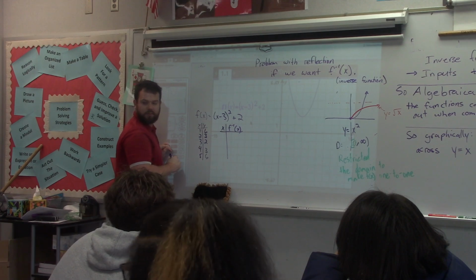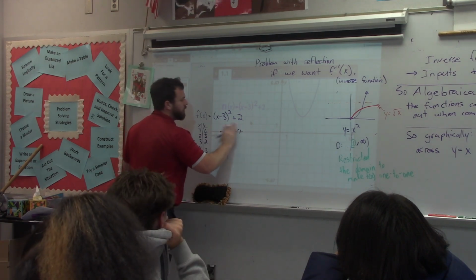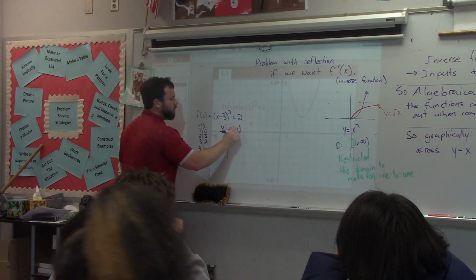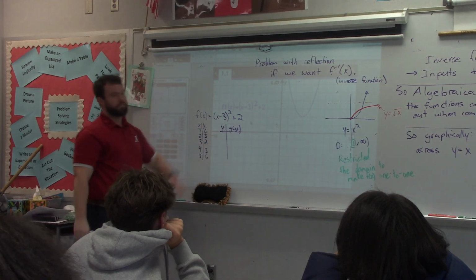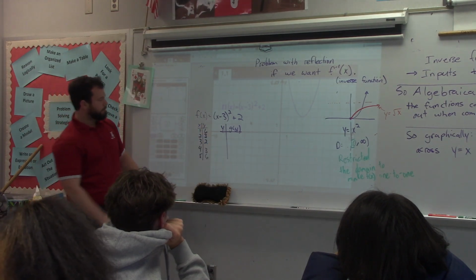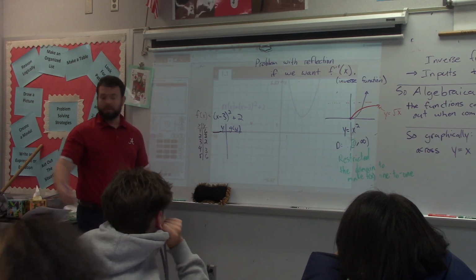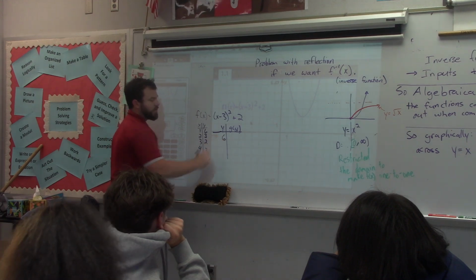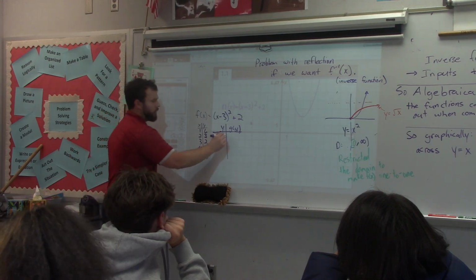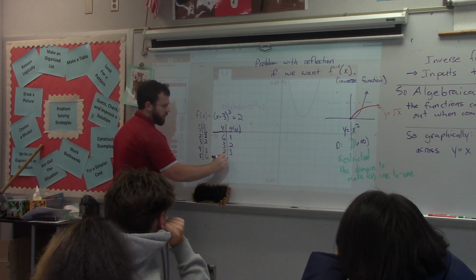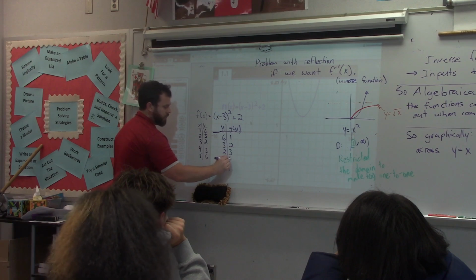Okay. So I could call it y and g of y, and let's do it that way. All right. So what's going to happen to each of these points in my table? They're going to flip. So what's 6 going to map to? 1. What's 3 going to map to? 2. 2 to 3. 3 to 4.